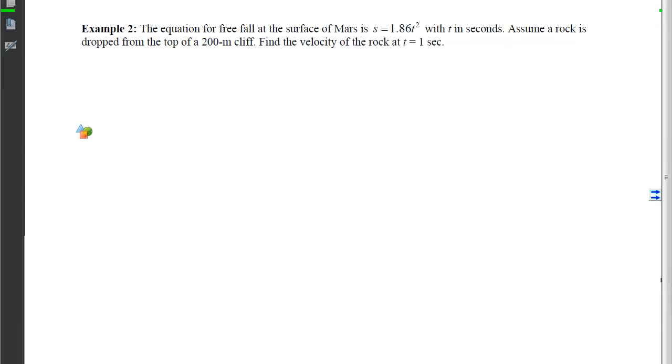Example 2 says an equation for free fall on the surface of Mars is given to us as this position function where t is measured in seconds. Assume a rock is dropped from the top of a 200-meter cliff and find the velocity at t equals 1 second. Now in this particular case, I only have one time I need to worry about, so because there aren't 2 of them, I don't need to do the general slope. So I can just compute the velocity at 1 will be the limit as h approaches 0 of that position function at 1 plus h minus the position function at 1 over h.